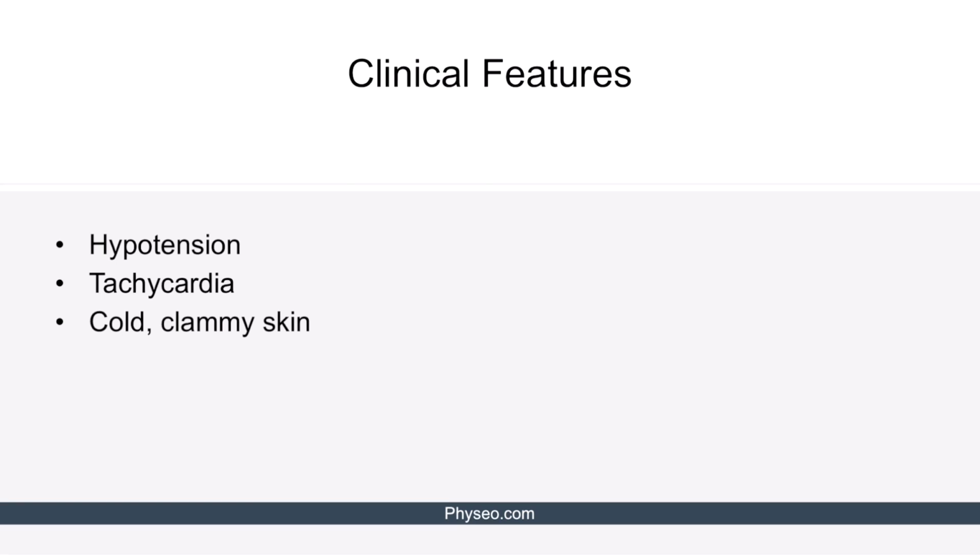Well, just like hypovolemic shock, cardiogenic shock is also characterized by hypotension and the compensatory tachycardia because the sympathetic nervous system is intact. And also, because of that sympathetic activity, there will be peripheral vasoconstriction. So the patient will feel cold and clammy.